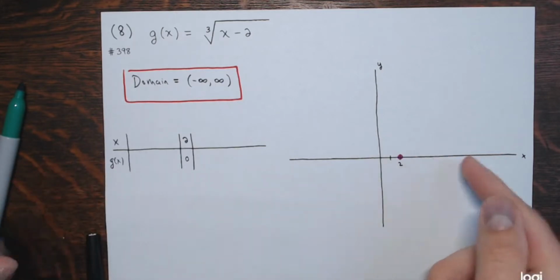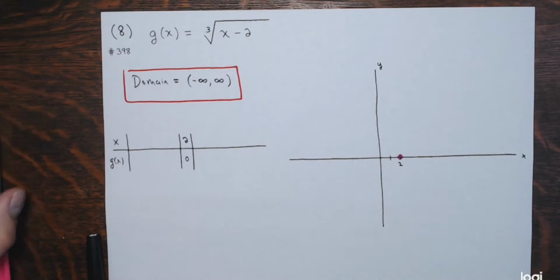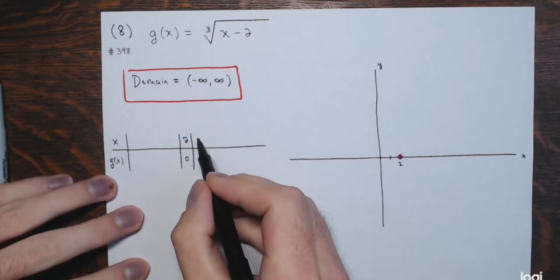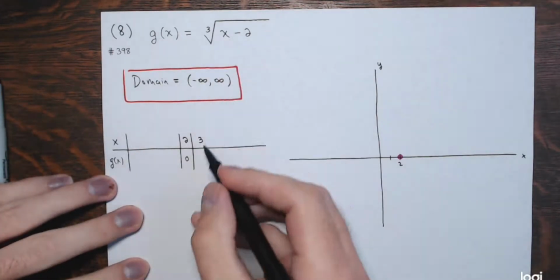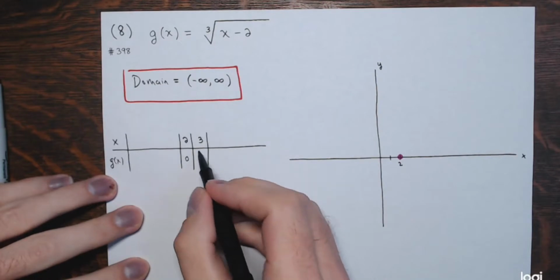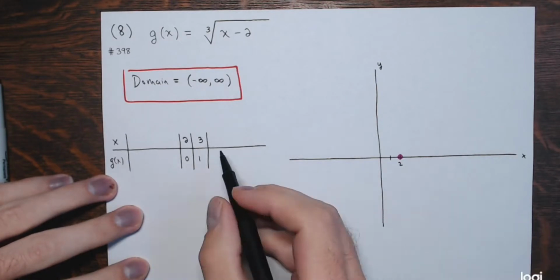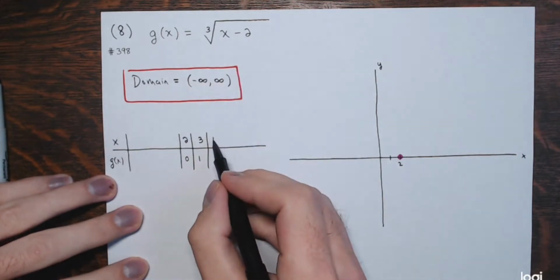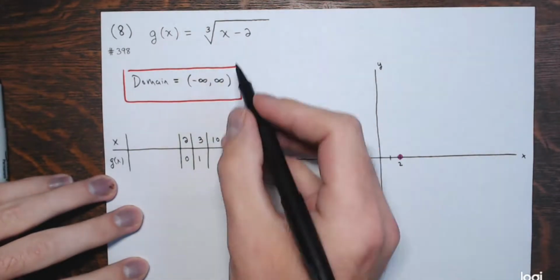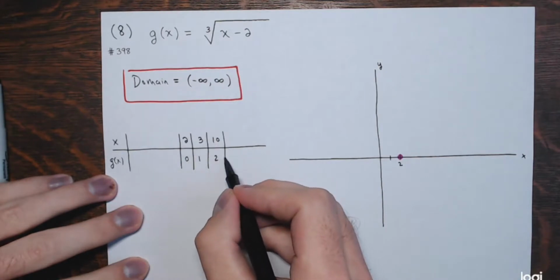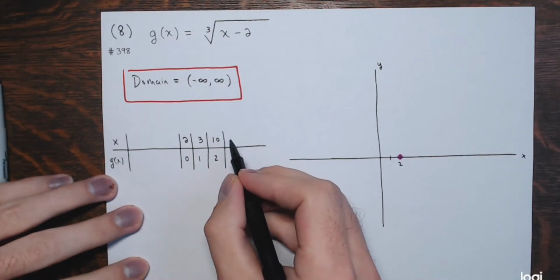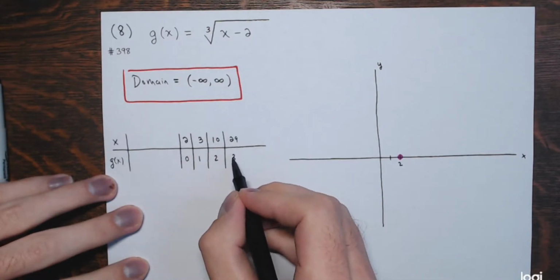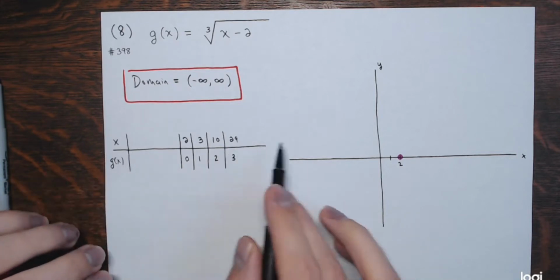And then I'll start going to the right first, and then I'll go left. So if I plug in 3, we'll have the cube root of 1, which is 1. And I'll put the ordered pairs first, then I'll plot them. The cube root of 8, I'd have to plug in 10 for x for that. If I plug in 10, we have the cube root of 8, which is 2. If I plugged in 29, I'd get 3, the cube root of 27, and so on.